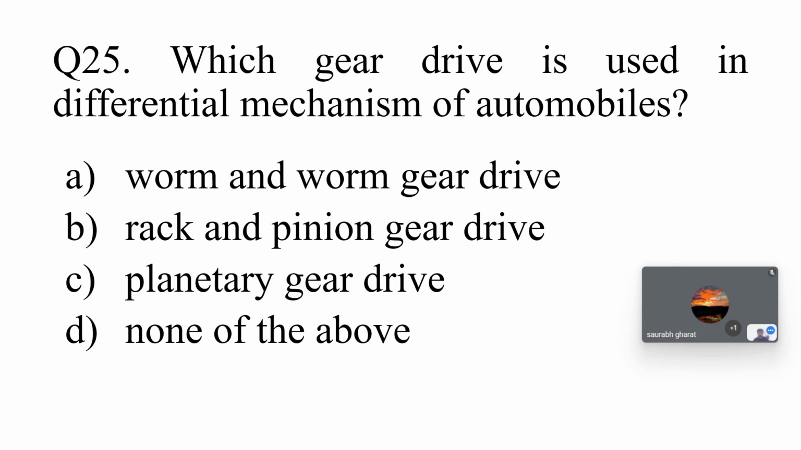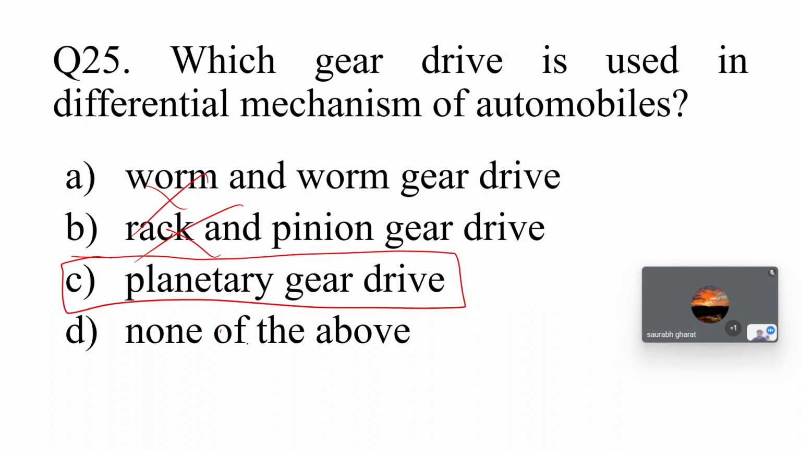Okay, so you might get the answer. Which gear drive is used in the differential mechanism of automobiles? So it is not one gear. Rack and pinion is wrong. So planetary is the correct option. So none of the above is wrong. So C, planetary, is the only correct answer.